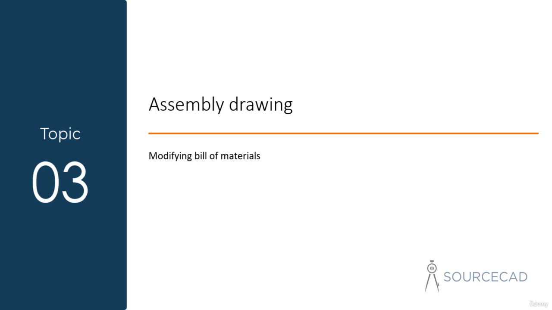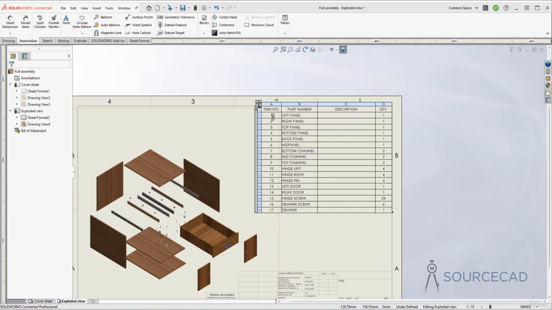Now that we have bill of material, let's talk about modifying this. As you can see, we have the item number, the name of parts, description and quantity. That's the only information that we have currently for this bill of material. But we can add our own custom set of properties. Let's see how we can do that.